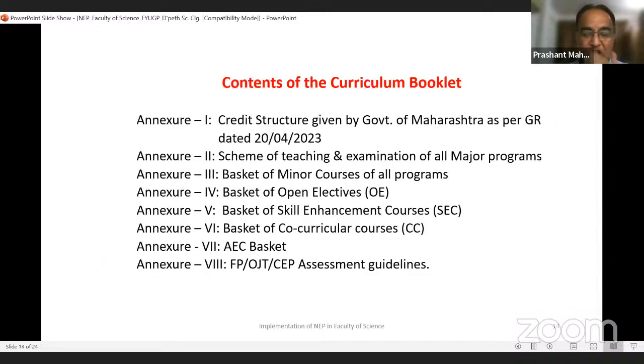Now, the syllabus which we have uploaded on 16th May consists of the following contents. I am telling you only so that you don't face difficulty looking there at what is in what. So Annexure 1 is the credit structure given by the Government of Maharashtra as per the GR. The structure which I have shown in my third and fourth slide, that structure we have reprinted, because on the basis of the structure given by the Government of Maharashtra, the structure which we have prepared is uniform throughout all the 25 programs of science.